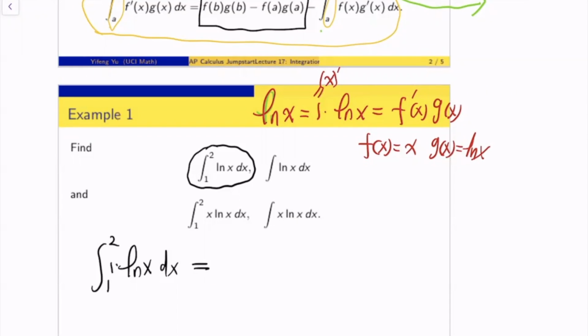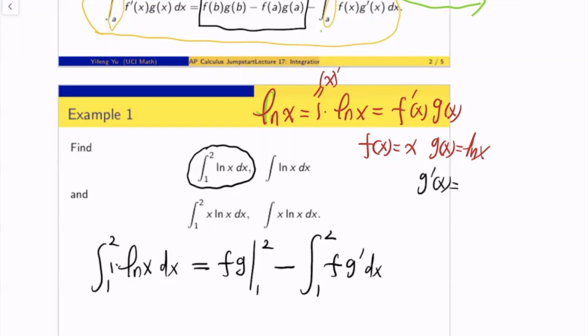It's 1 times this, so this equals f times g evaluated at the endpoints, minus the integral of f times g' dx. For this case, g' will just be 1 over x, and f is x. You see here the reason why we choose log x to be g(x) is that when you take the derivative, you get something nicer, which is 1 over x.